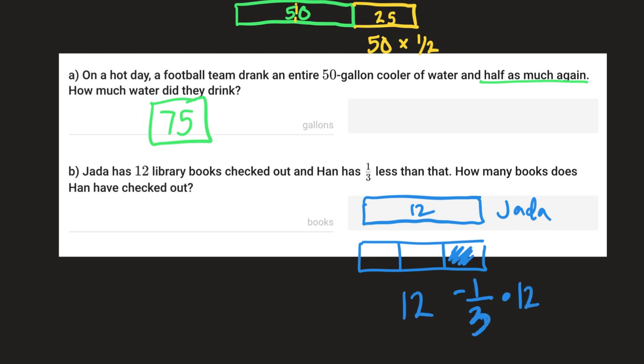So we had 12 and we took 1/3 of the 12 away. If we use our calculator and we find what 1/3 times 12 is, we get 4. So 12 minus 4 is 8. We would get 8 books. Now I drew the picture for that. You might not like a picture. You might like to just think of it critically. It doesn't matter, but just so you can see, that is what our picture looks like.